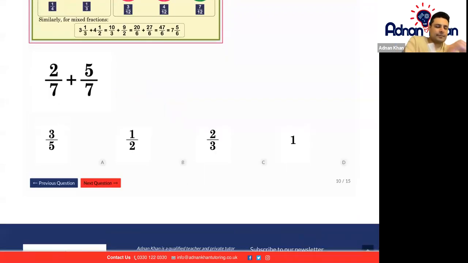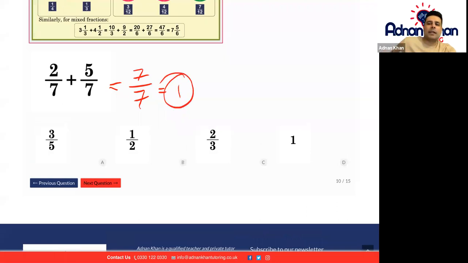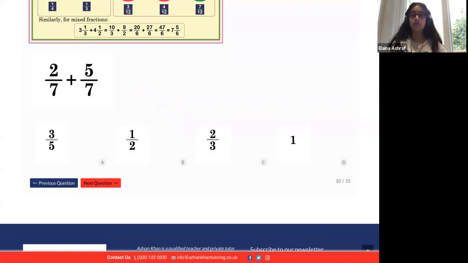Okay. The denominator stays the same. And 2 plus 5 is 7. So that's 7 over 7, which is equivalent to a whole. Which is going to be a whole, meaning 1. Right? Yeah. Well done. Thank you for that, Elena.